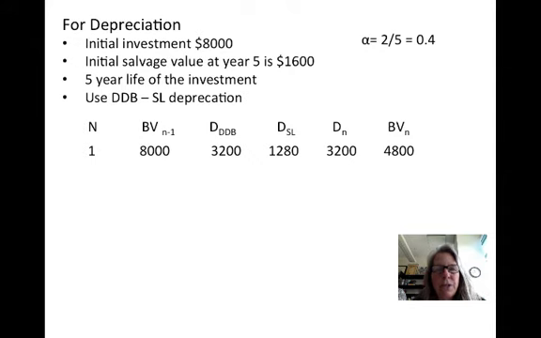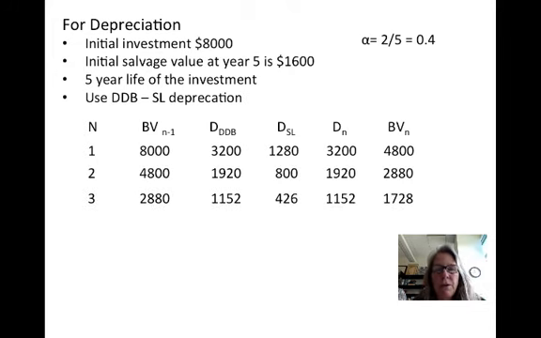We also do the calculation for straight line depreciation of $1,280. We choose the larger, which is 3,200, and therefore the book value is going to be 8,000 minus 3,200, or 4,800. And we do that for each of the 3 years. We're not going to go into the 4th and 5th years because we already know we're selling it at year 3. So we're just going to use these 3 years of depreciation in the calculations.